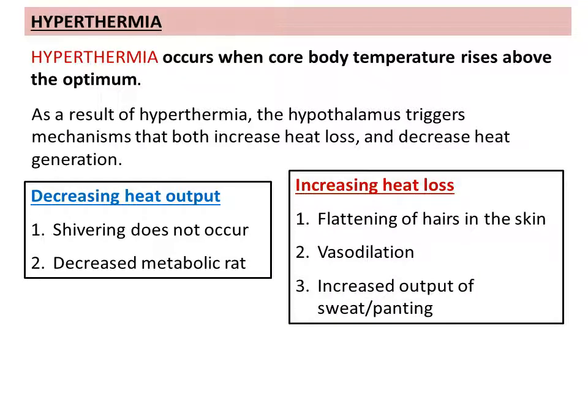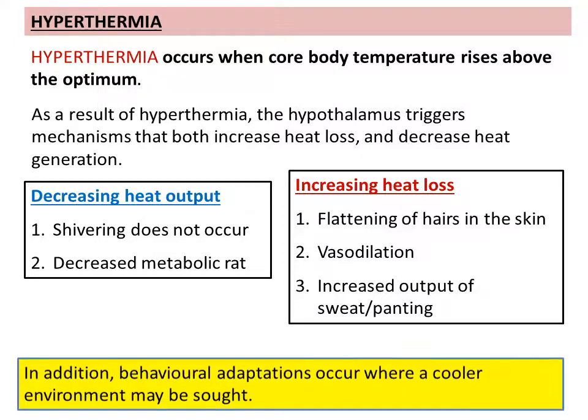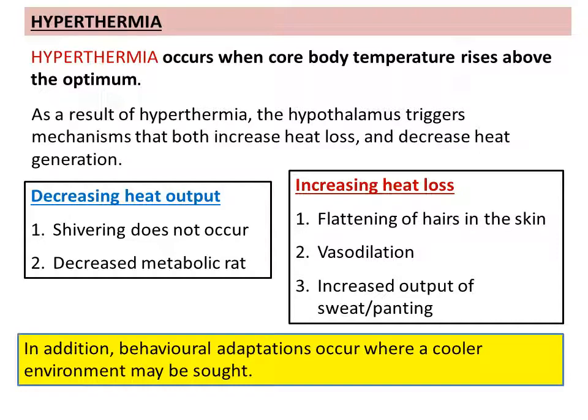We will also increase the heat loss by having the hairs flat to our skin, having a lot of vasodilation, so it might look a bit red, and also we might be sweating or panting if that's the sort of animal that does that. So all of those things increase the amount of heat that can be lost by water taking away that heat with it. And finally, of course, behavioural adaptations, where you might go and find a cooler environment to sit in some water. Lots of animals go and find a pool to sit in if they're too hot, or find some shade. Anything like that might also help to reduce your temperature.